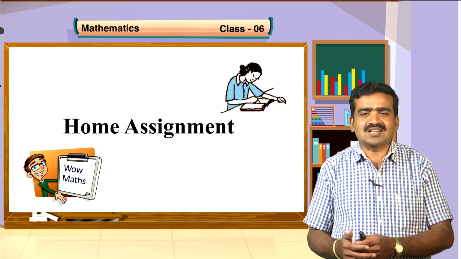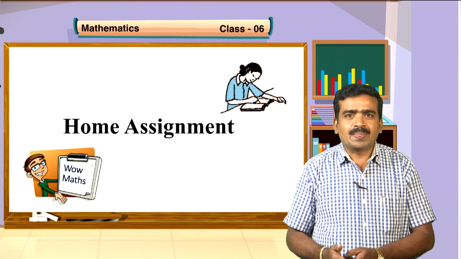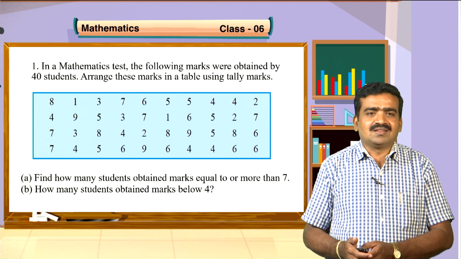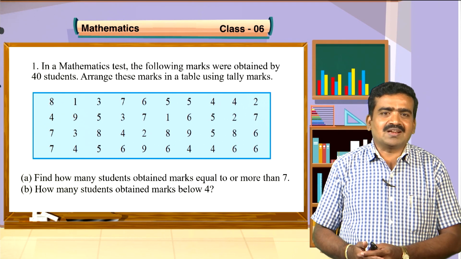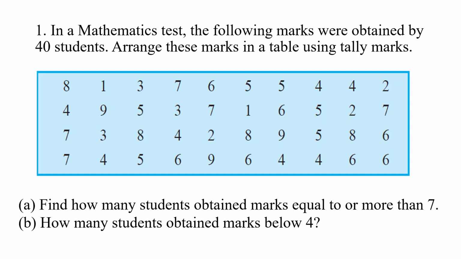Based on today's concept, what you have learned, I am giving you a home assignment. Do the work and show it to your teacher. The question is like this: in a mathematics test, the following marks were obtained by 40 students. Arrange these marks in a table using tally marks. Find how many students obtained marks equal to or more than 7 marks, and how many students obtained marks below 4 marks.